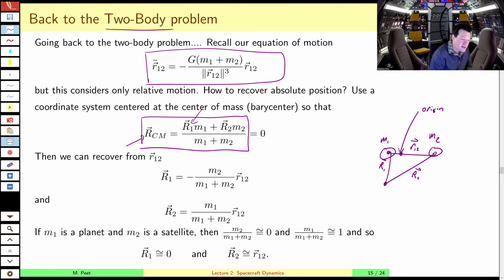If we do that, it simplifies things a little bit in that we can solve this equation of motion for R1,2. In the case of a planet and a spacecraft, for example, that will be almost identically equal to the position of the spacecraft relative to the planet. However, we don't need to make that assumption quite yet. That's called the restricted two-body problem. In fact, even if the masses are comparable, say the Moon and the Earth, or two binary stars orbiting each other.